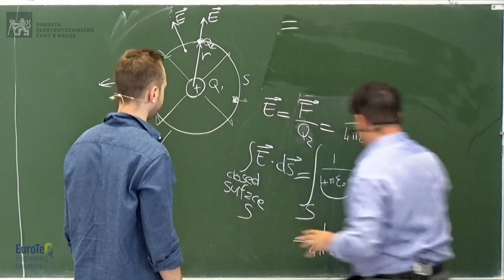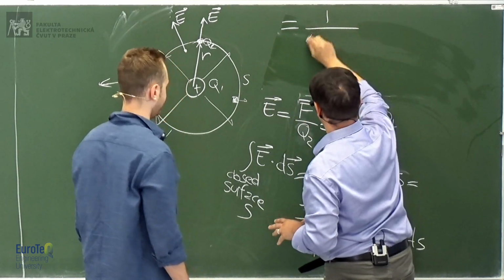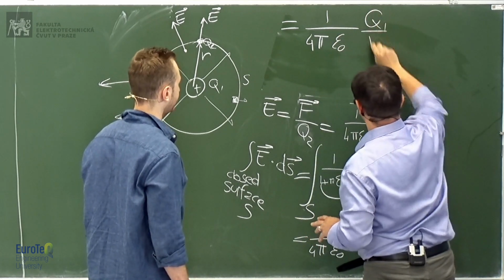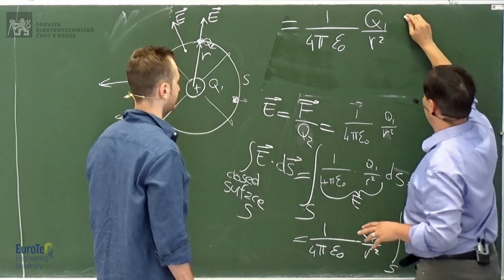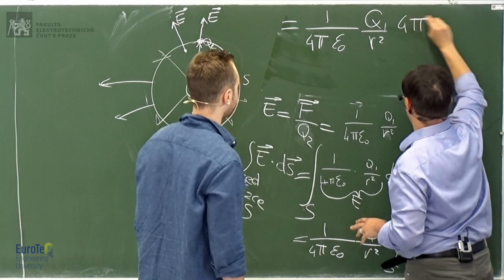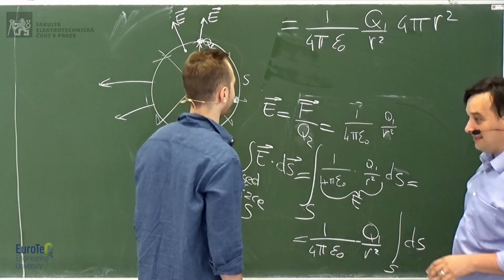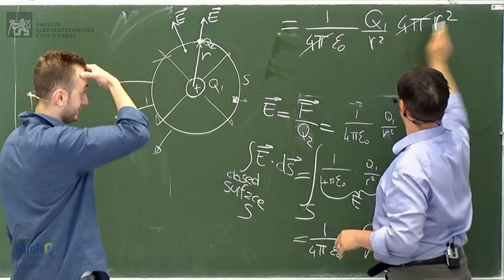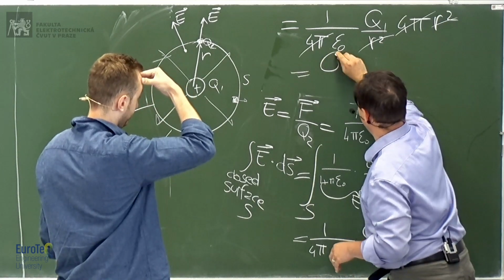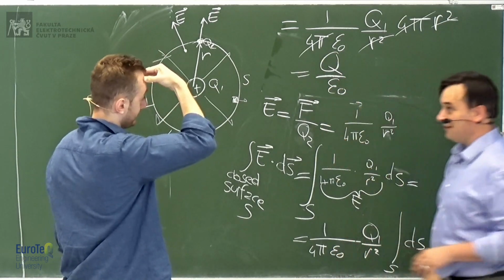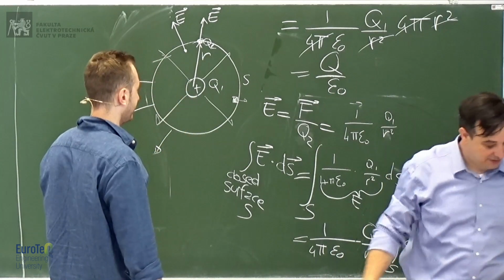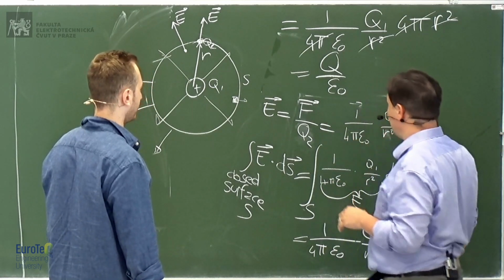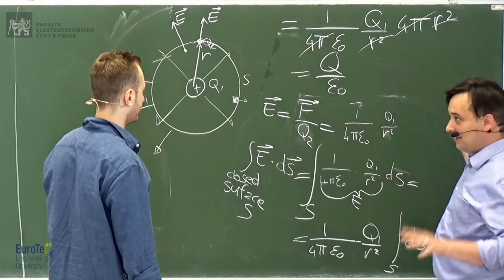So 1 over 4 pi epsilon 0, Q1 over the radius squared, and the surface area of a sphere is 4 pi r squared. Then the r squared cancels out, and you get Q1 over epsilon 0. That's the right-hand side of the first Maxwell's equation, Gauss's law. So this is the derivation.